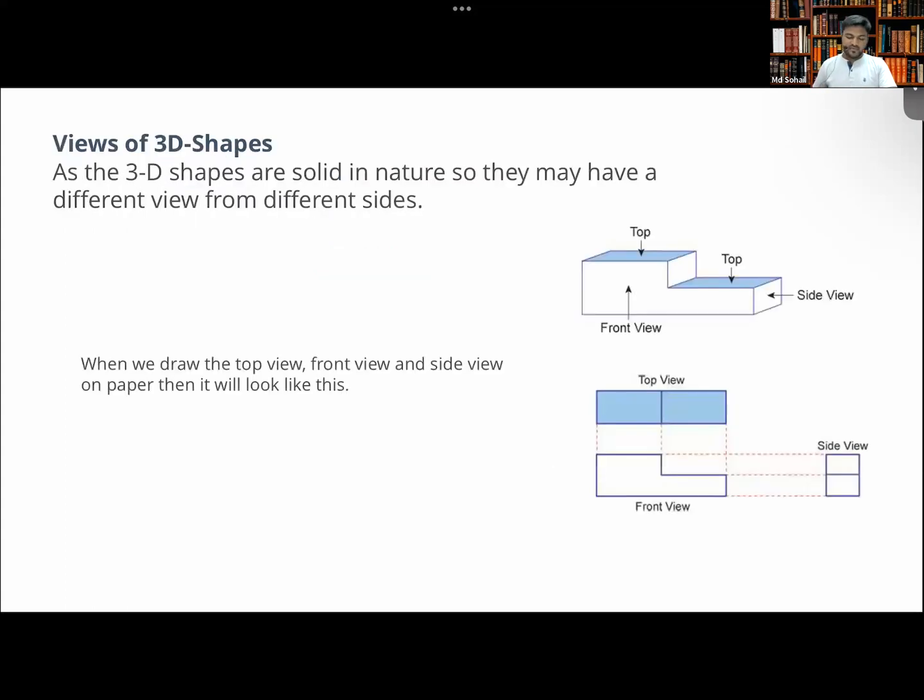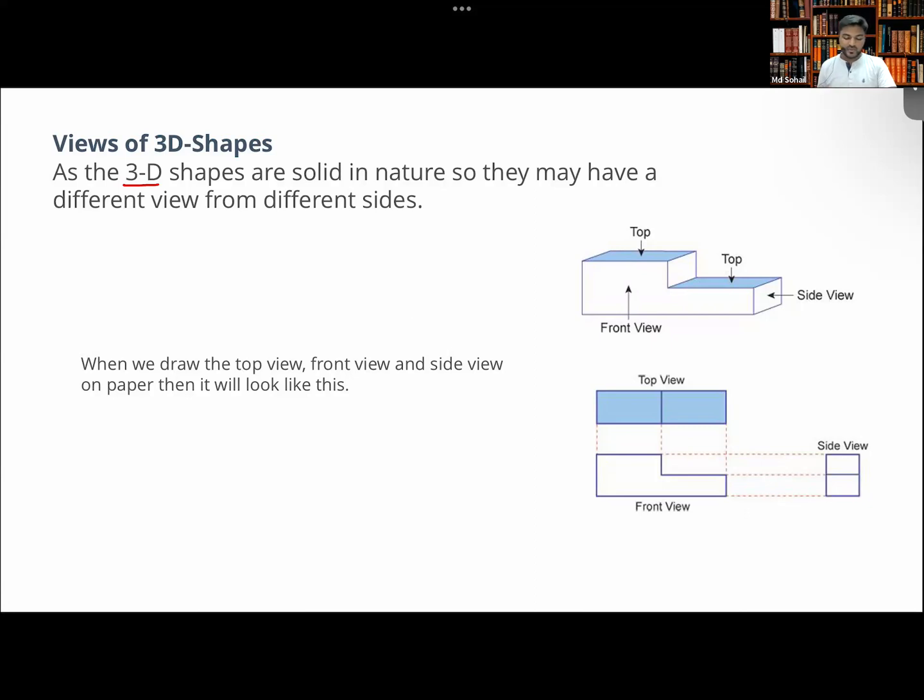Then let's have a look at the view of a 3D shape. How does a 3D shape look? All the solid shapes which you see in nature have a 3D shape, right? Not all of them. They might have 4D shapes, 5D shapes as well. But usually, solid shapes around our homes are 3D shapes.